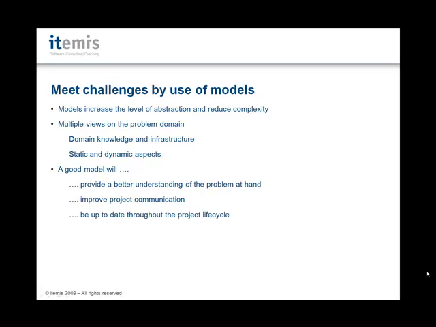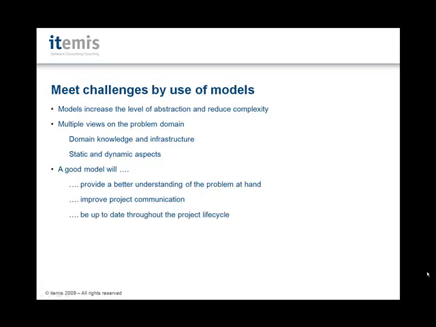Models help to manage complexity by increasing the level of abstraction. That allows us to discuss the relevant aspects for a problem and not get confused by all the other aspects. A good model will separate the domain knowledge from the underlying infrastructure. It will also have different views for dynamic and static aspects of the system. By raising the level of abstraction, a good model will provide a better understanding of the problem at hand. It will improve the communication in the project team. And a good model will always be up to date and represent the actual system.